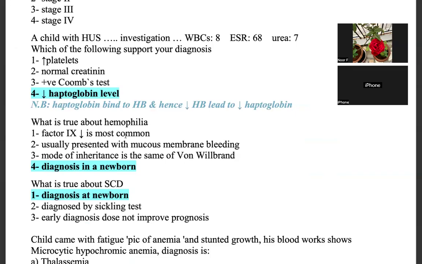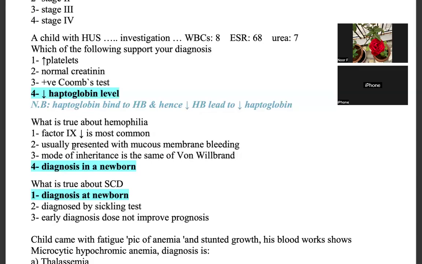Here, what is true about hemophilia? Factor 9 is reduced, is the most common. No, factor 8 is the commonest, right? I think factor 8 hemophilia. I see hemophilia A and hemophilia B. No, hemophilia A is 8. Hemophilia B is 9. Yeah.